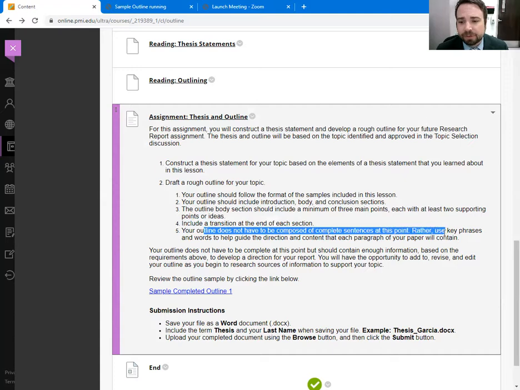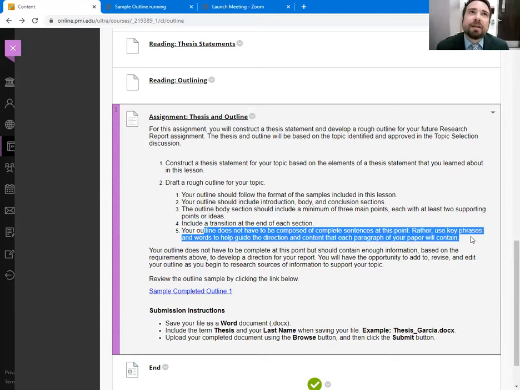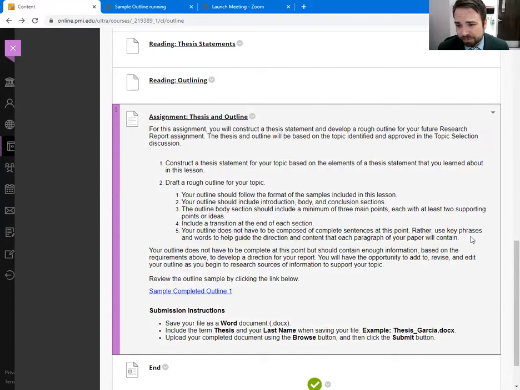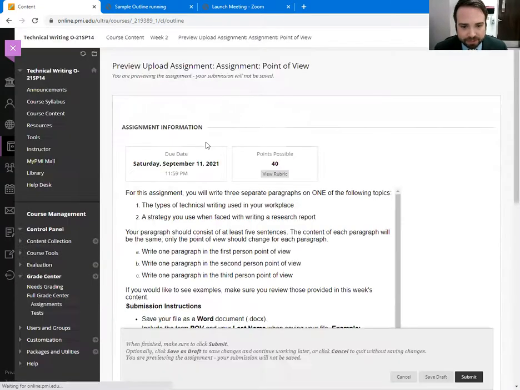Your outline does not need to be composed of complete sentences at this point. I would encourage you to do so for the most part, but you can just use keywords, key phrases, and words. The idea here is your outline doesn't have to be complete, but it should contain enough information based on the requirements above to develop a direction for your report. So you are starting to think through what argument or what kind of report you could make about your controversial topic. You'll have the opportunity to add to, revise, and edit your outline as we get farther along in the research process. Like always, click on the assignment and take a look at the rubric.